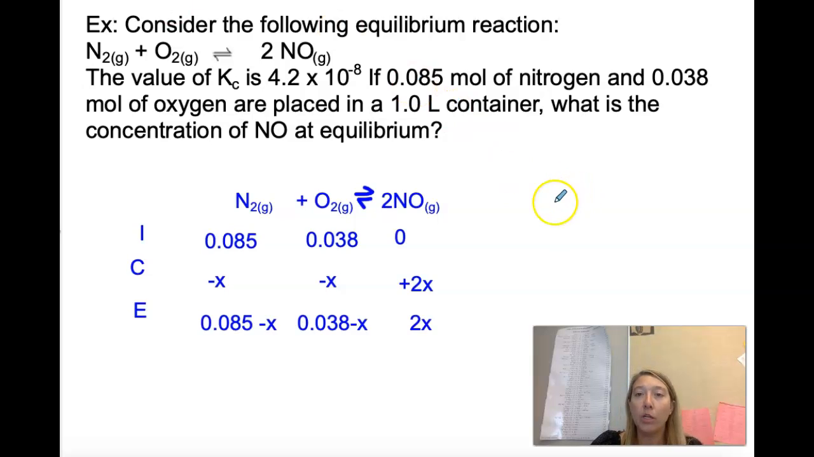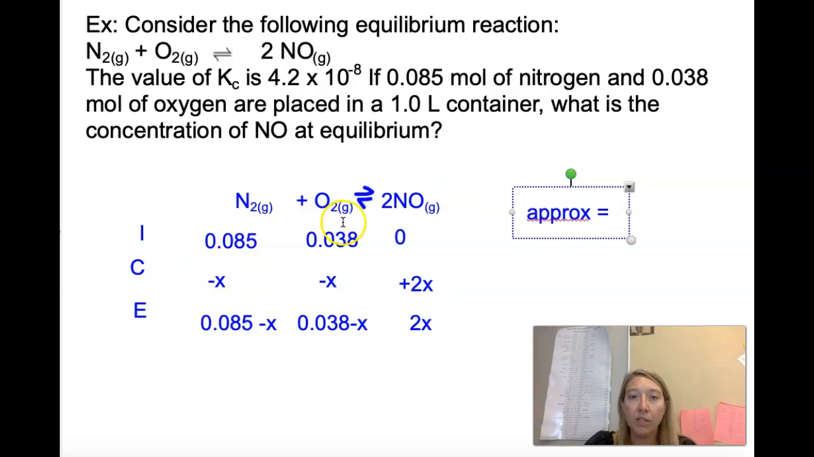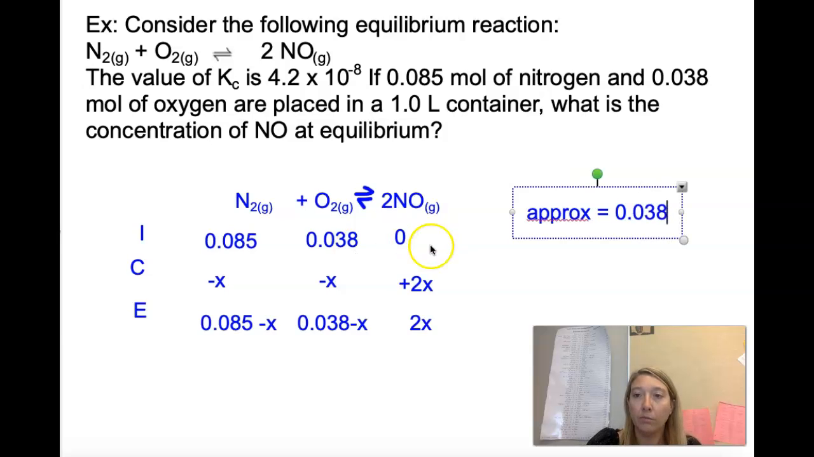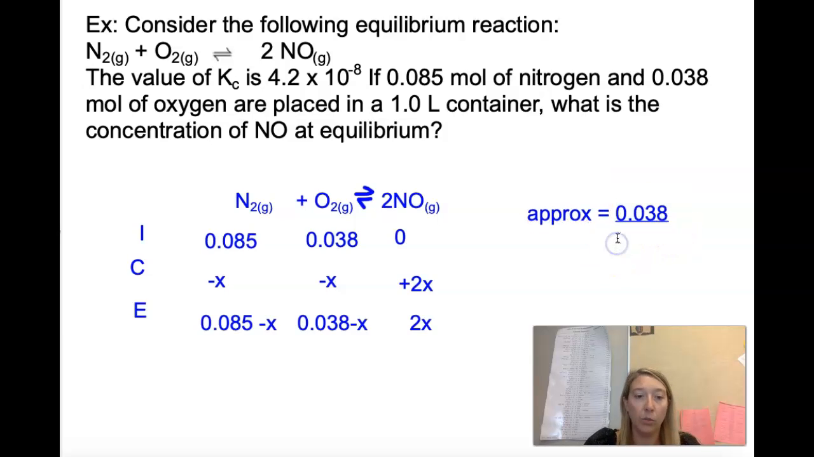Now this is where we're going to add in that additional little piece: the approx check. We take the initial concentration. In this case, I have 2 of them, so I'm going to choose the smaller one, 0.038, and divide it by our Kc, which is 4.2 times 10 to the negative 8. We're looking to see if we get a number greater than 1,000 or less than 1,000. I'm getting 904,000, which is way bigger than 1,000.